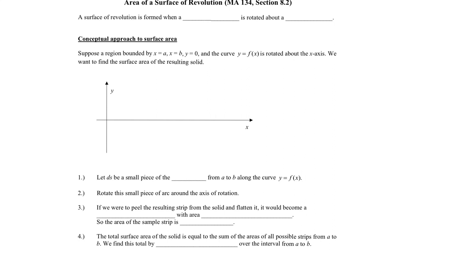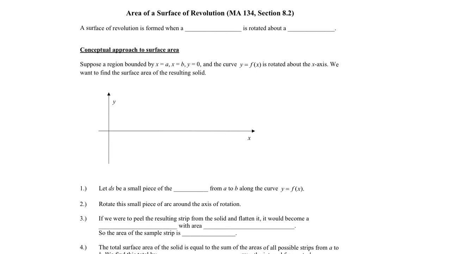Hello calculus fans, and welcome to section 8.2, where we talk about the area of a surface of revolution. The surface of revolution is formed when a curve is rotated about a line. Section 8.2 is going to be a continuation of section 8.1, where we dealt with arc length, because arc length is going to be part of the solution to this area of a surface of revolution.